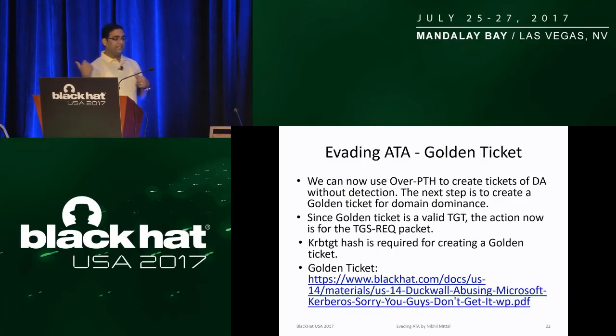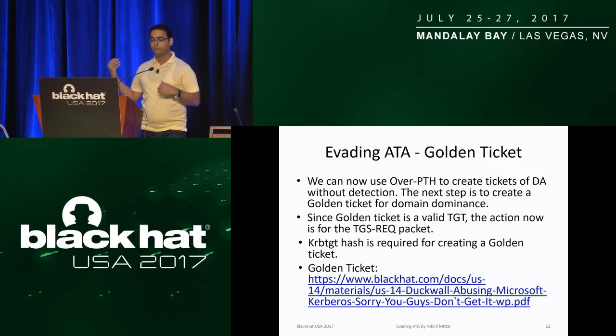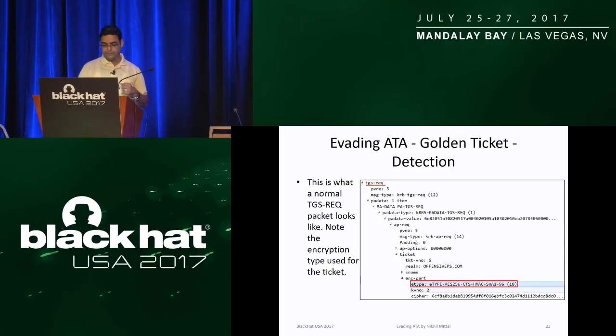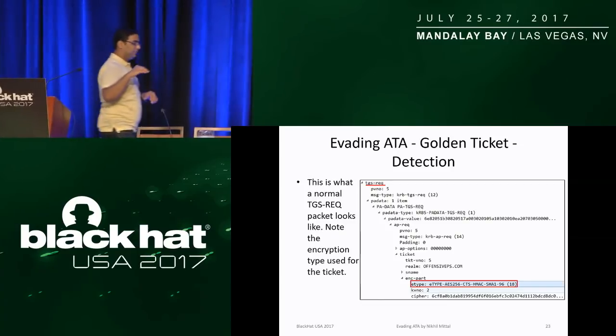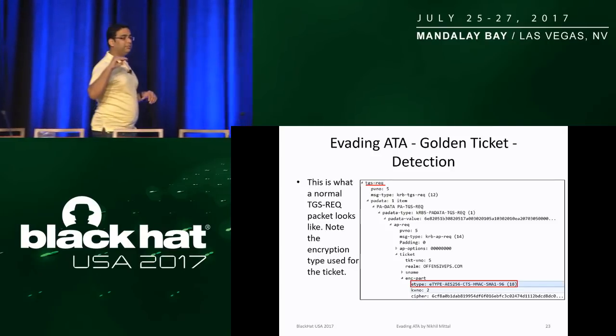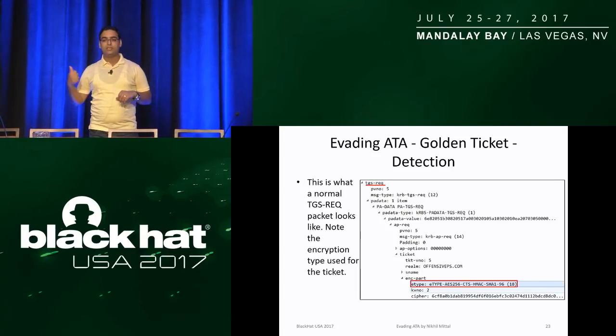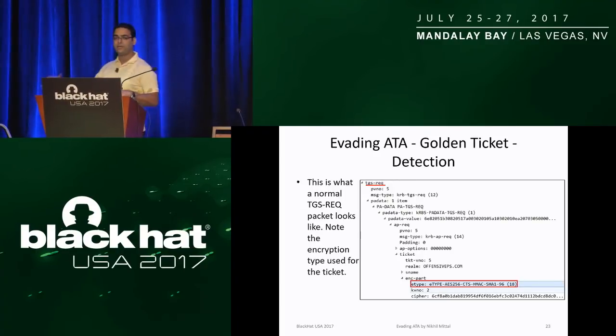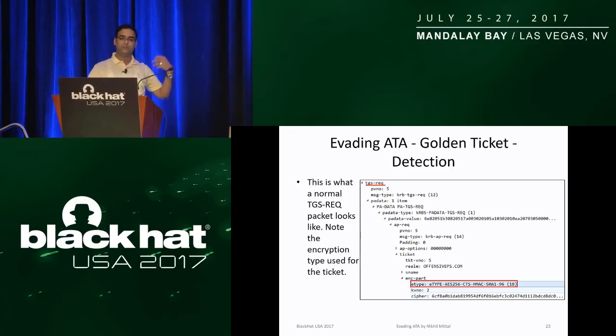Now, because it's a valid TGT, the action now moves to the TGS-REQ packet, and it looks like this. A normal one. This is how a normal golden ticket looks. And one thing which I would like to emphasize is that the golden ticket's persistence is based on a non-changing krbtgt password. So that's the trust anchor point. If the krbtgt password is rolled a couple of times, then your golden ticket attack will fail. So with that, this is how a normal TGS-REQ packet looks like.